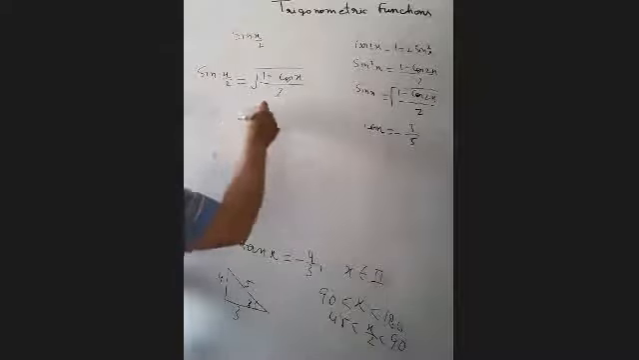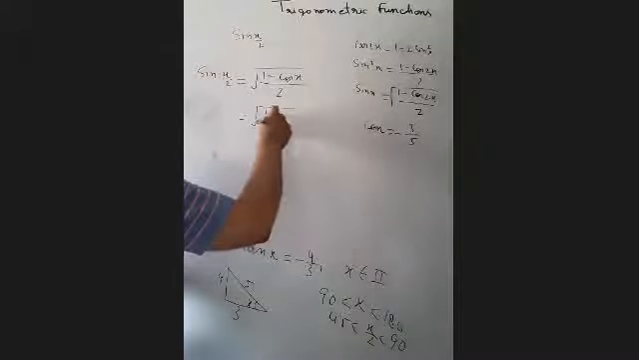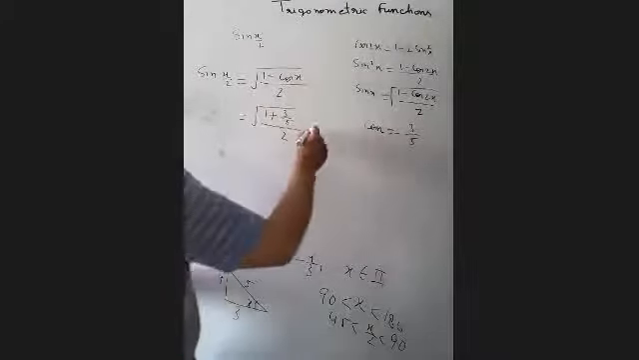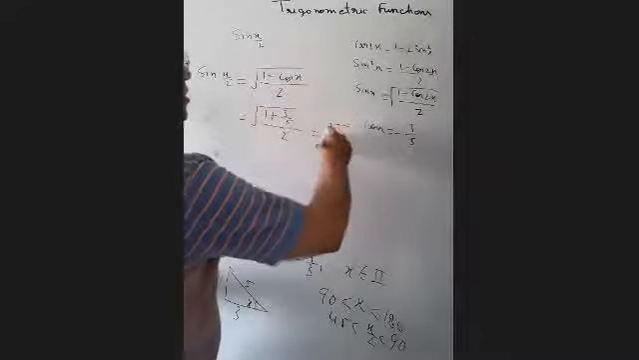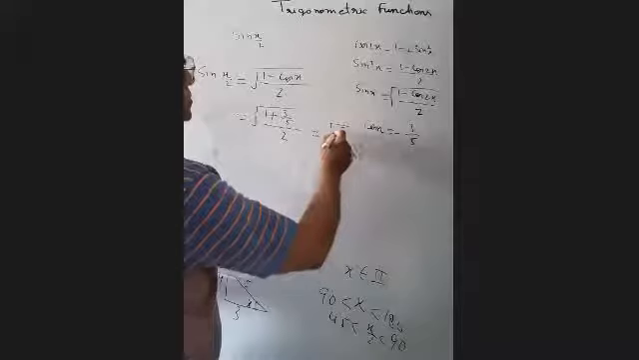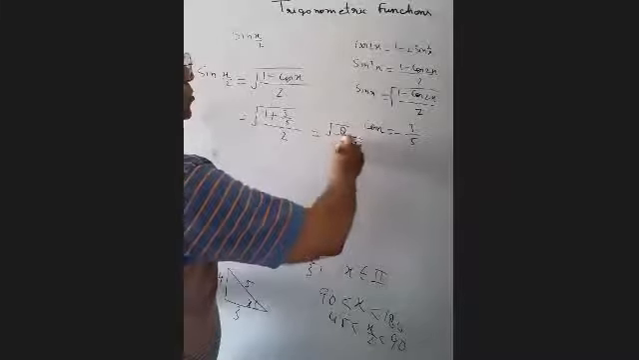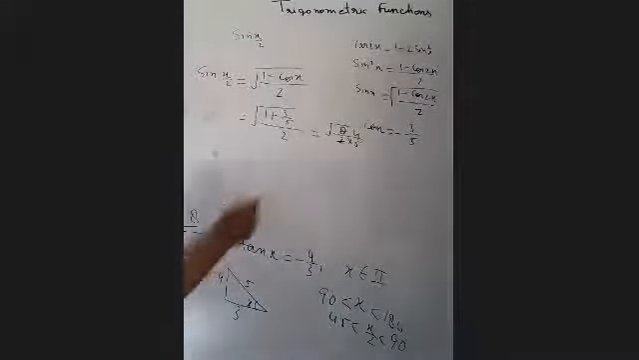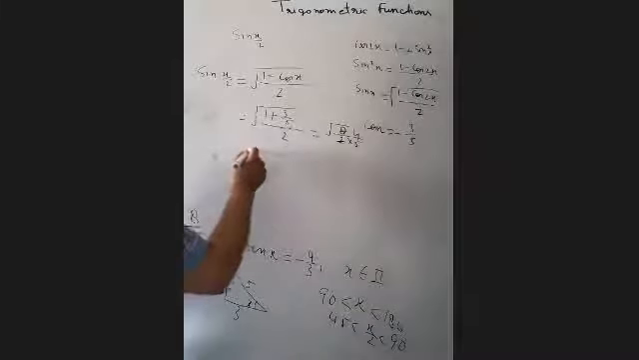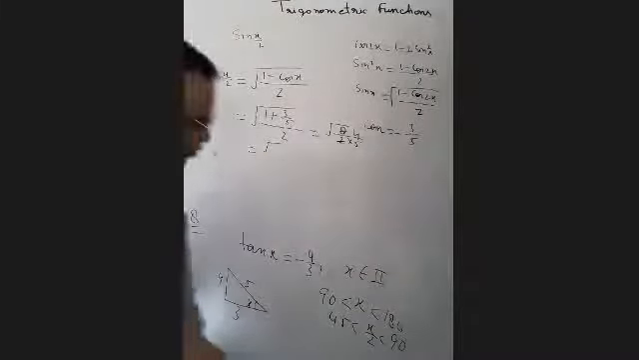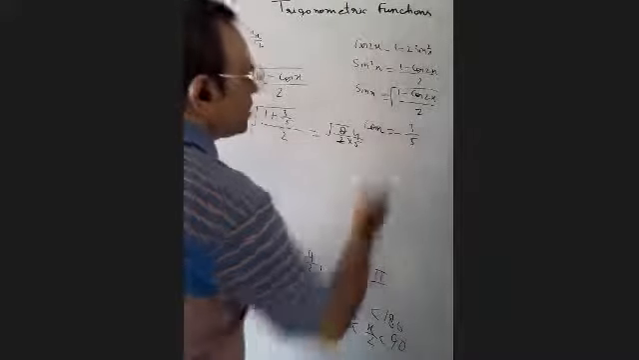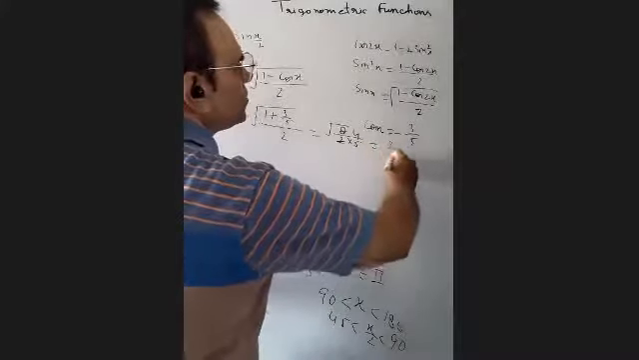So we can put the value here. 1 minus, so it will be 1 plus 3 upon 5, upon 2. Now we can take the LCM. 5 plus 3, 8. 8 upon 2 into 5. 2 fours are 8, so 4 upon 5. We can find the square root of 4, so it will be 2 upon root 5. This is the value of sin x by 2.